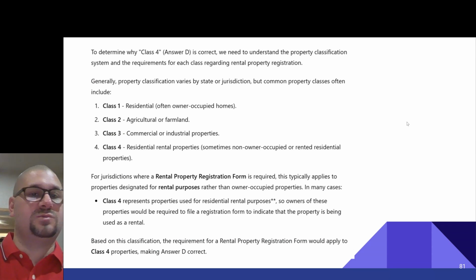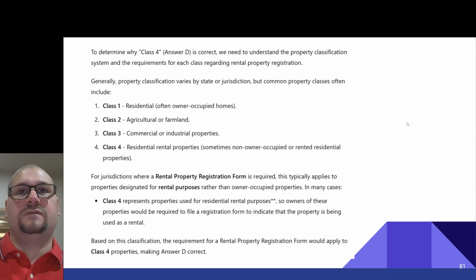So Class 1 is what? Residential, often owner-occupied, so single-family homes, Class 1. Class 2 is going to be agriculture or farmland. Class 3 is going to be commercial or industrial properties.